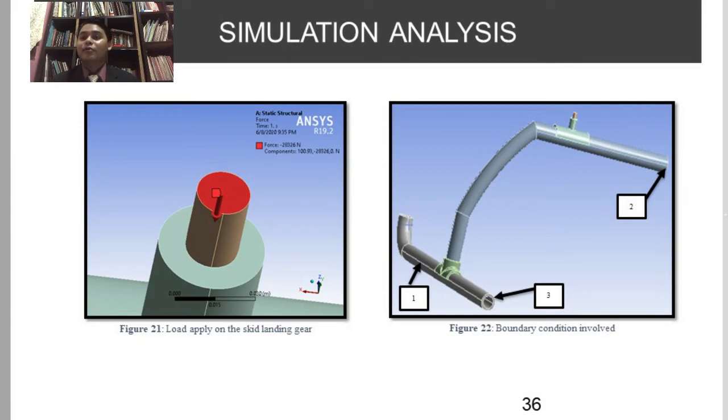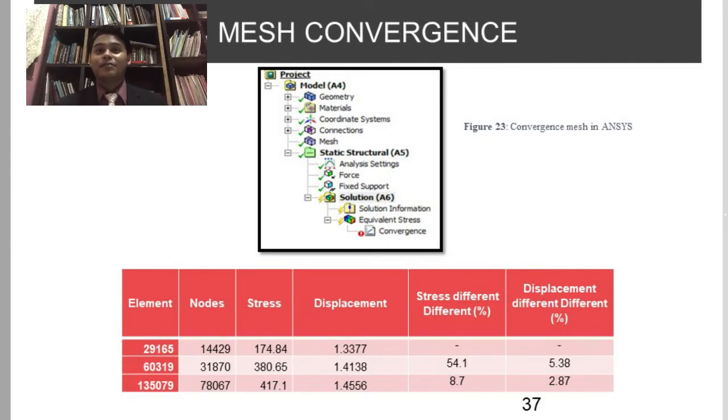And then for the boundary condition, as the bottom part is fixed, we set it as a fixed support. And for the part that we cut into 4, such as part 2 and part 3 in figure 22, we set them also as fixed. Okay, the next part is mesh convergence.